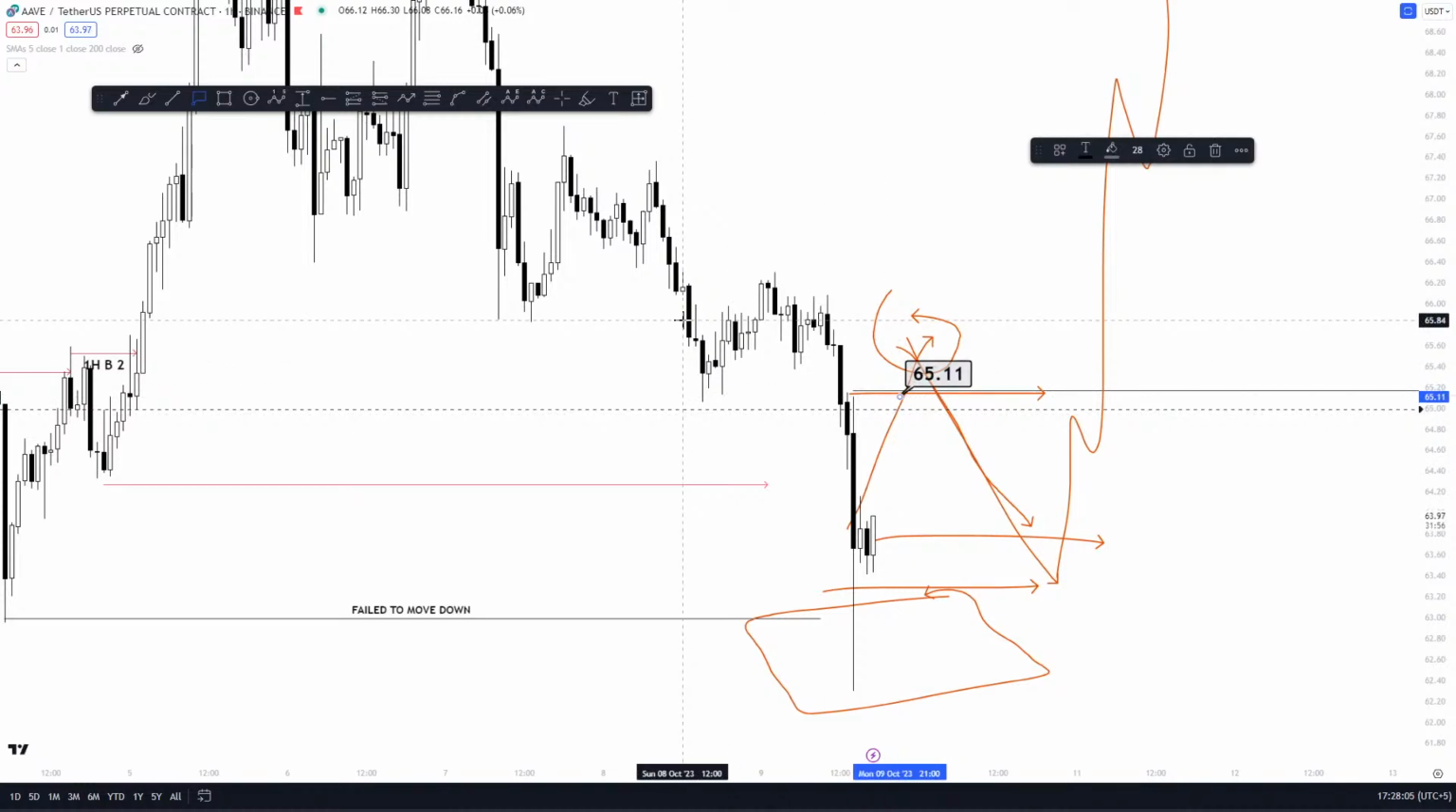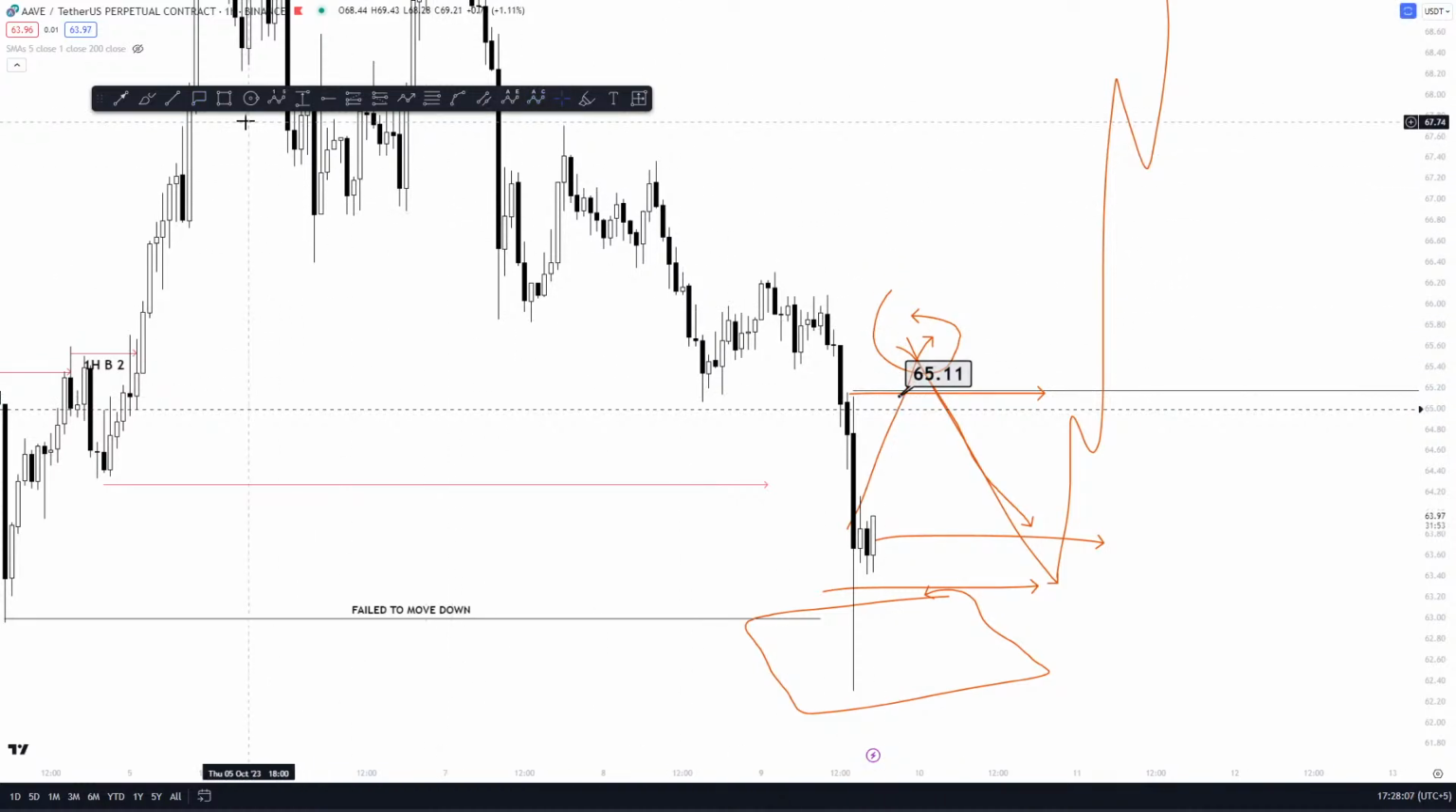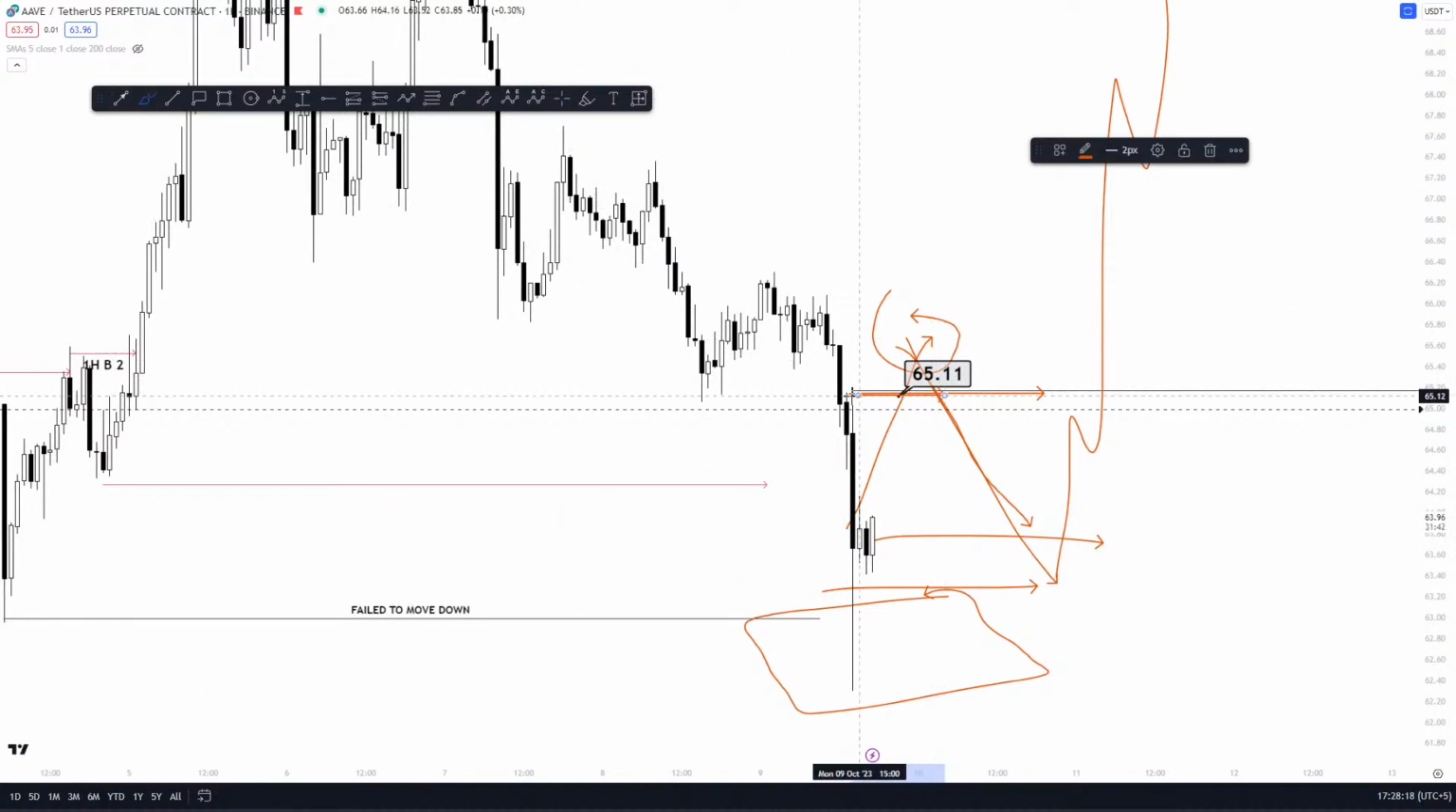So at the price level of 65.1, I need a break of structure of this one. Remember, at the start of the webinar I showed you how you can see the structure of a lower time frame by staying in a higher time frame, just like this. I'm using it like this. So I need a break of this one.